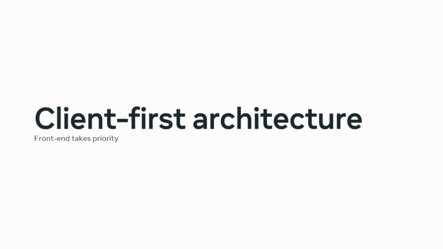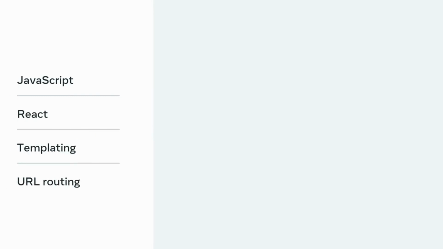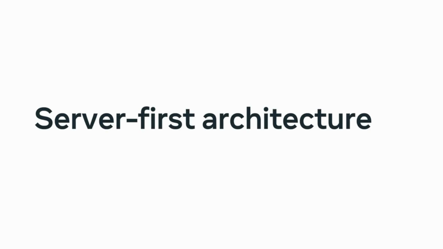In client-first architecture, front-end is the highest priority. When following this architecture, you first build applications using JavaScript and other frameworks such as React and processes such as templating and URL routing. Django is then later used primarily for coding the interaction with the database and utilizing utility apps such as the DRF. On the other hand, with server-first architecture, you start by building the components of an application using Django APIs before you work with the front end.